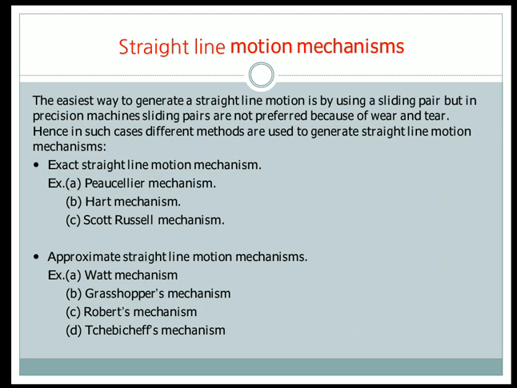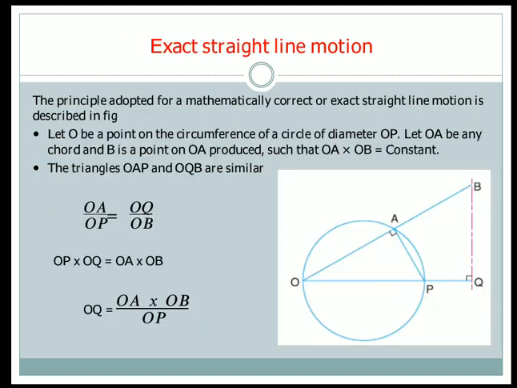Similarly, in approximate straight line motion mechanism also, there are different types of mechanisms. They are Watt mechanism, Grasshopper mechanism, Roberts mechanism, and Chebyshev mechanism. Here the T is silent, so we have to spell it as Chebyshev. Now we shall see the first type of mechanism, that is exact straight line motion mechanism.